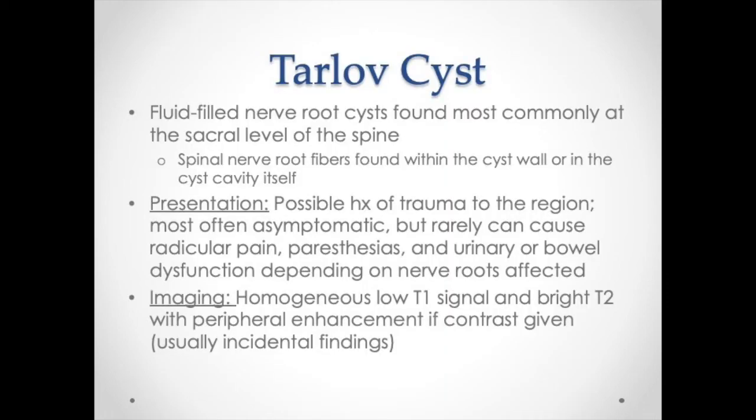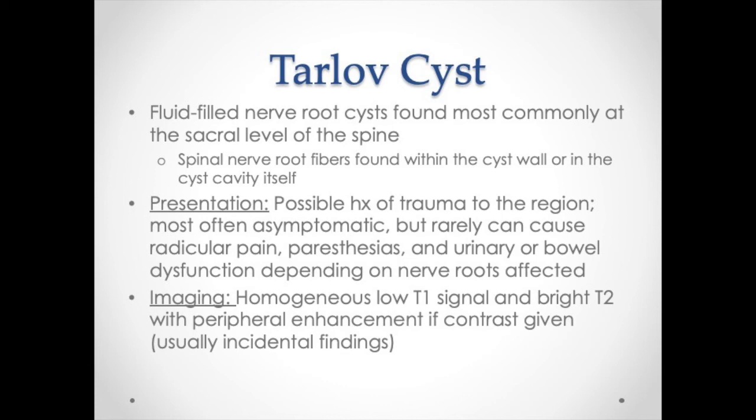A Tarlov cyst is a fluid-filled nerve root cyst found most commonly at the sacral level of the spine. Spinal nerve root fibers are found within the cyst wall or within the cyst cavity itself. Presentation is usually found incidentally, but they may have a remote history of trauma to the region. Most are asymptomatic, but rarely can cause radicular pain, paresthesias, and urinary or bowel dysfunction, depending on the nerve roots affected.